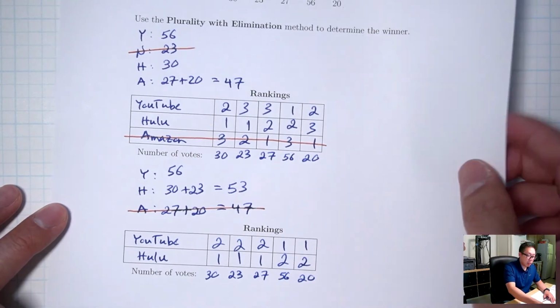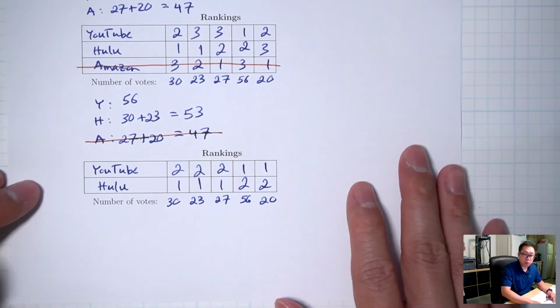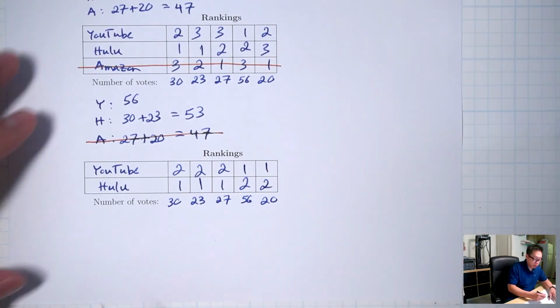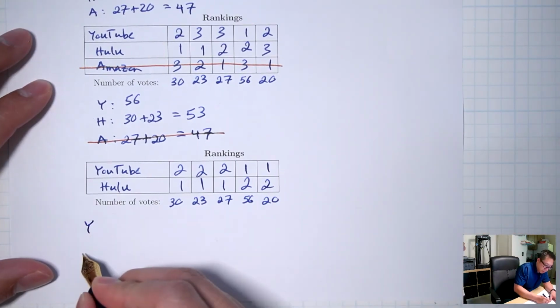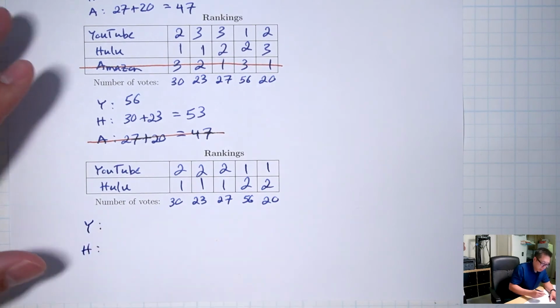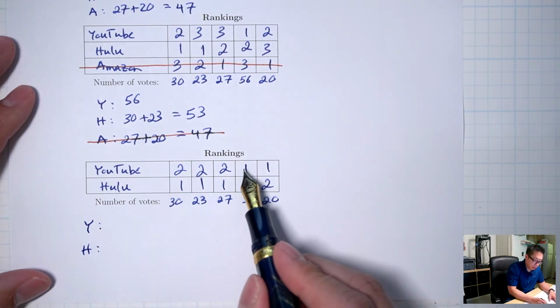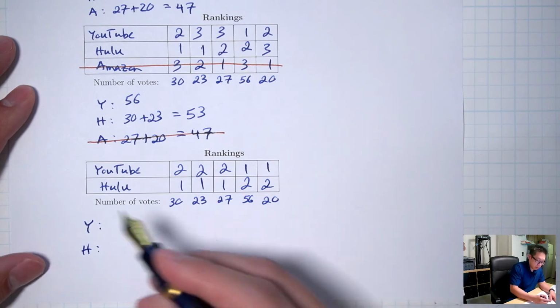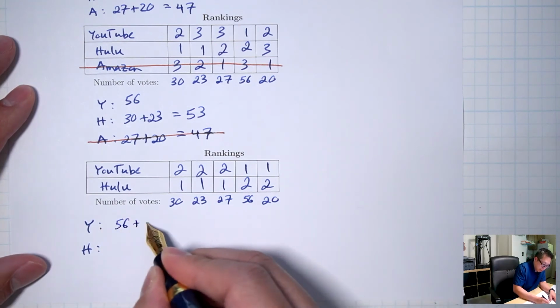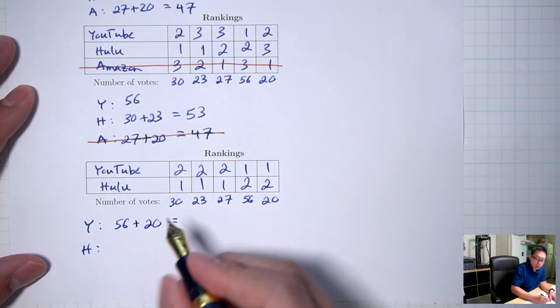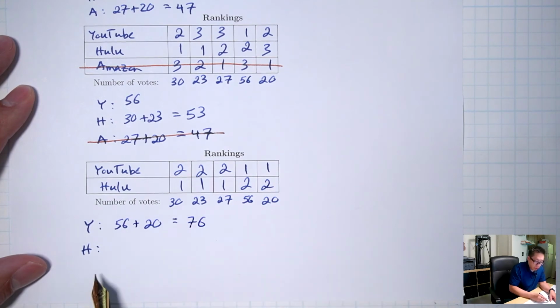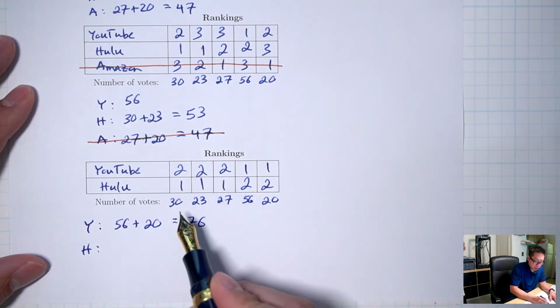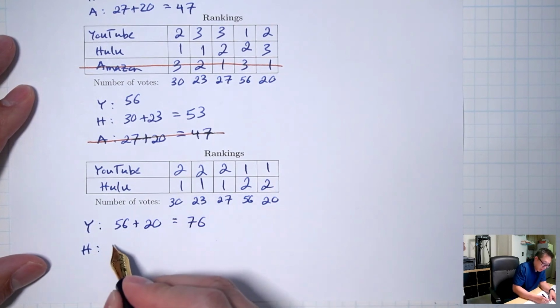And then finally, we're going to do the same thing as before. We're going to count first place votes. YouTube, I see these 2 1s, so that's 56 plus 20. 76. Hulu has 3 ones, so 30 plus 23 plus 27.